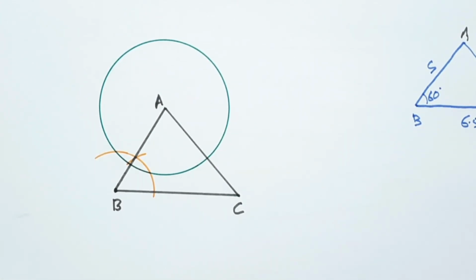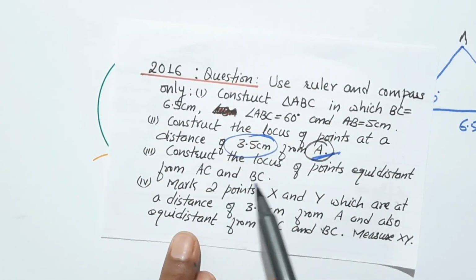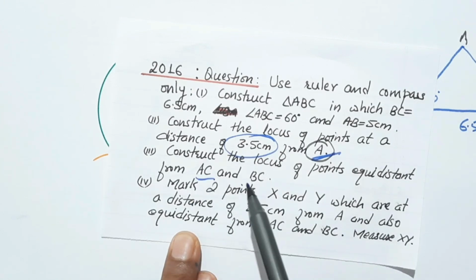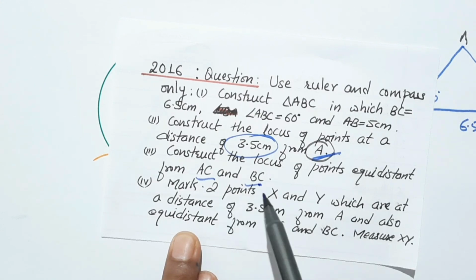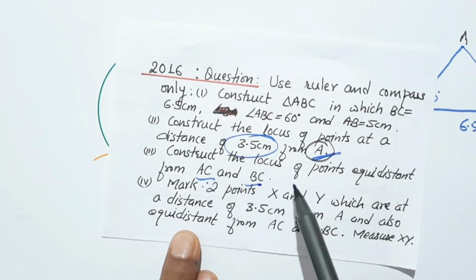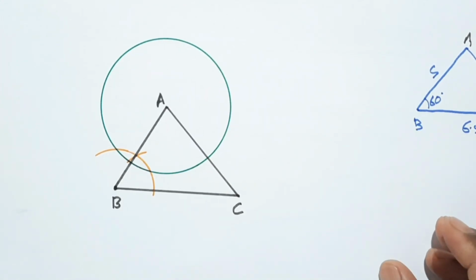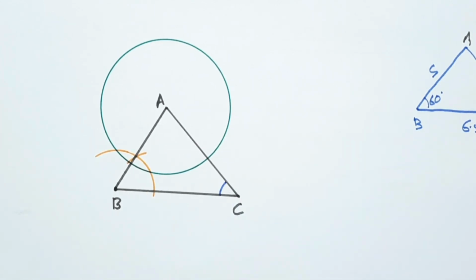Now question number 3: construct the locus of a point equidistant from AC and BC. That means equidistant from two intersecting lines. That means we are going to draw the angular bisector of angle C. So this is angle C. We are going to construct the angular bisector of angle C.